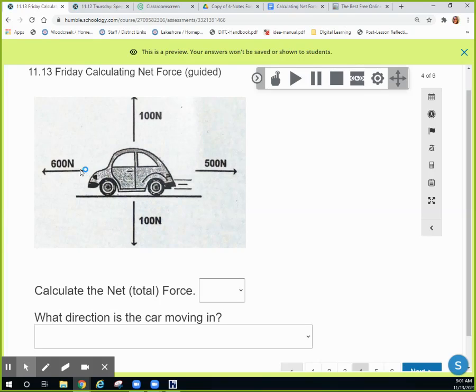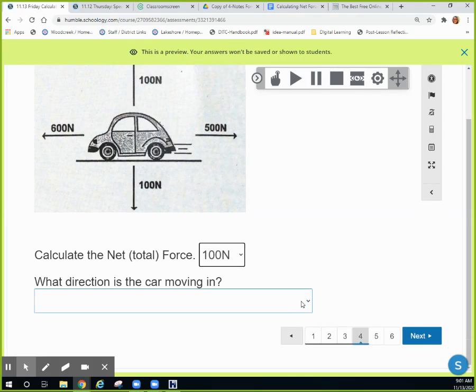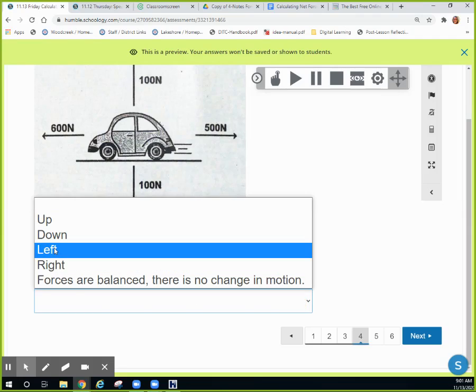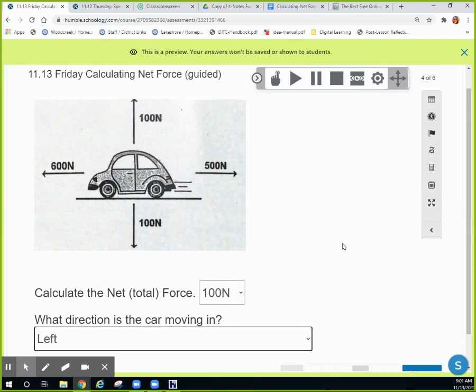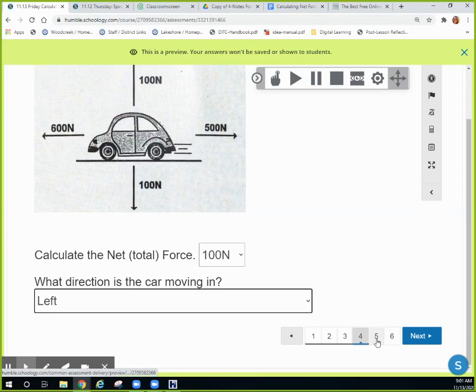But my force to the left is 600 newtons, and my force to the right is 500 newtons. So I need to subtract those. 600 newtons minus 500 newtons gives me a net force of 100 newtons. What direction is the car moving in? Is it moving to the left, to the right? Good. It's moving to the left. Awesome. Okay, we got 2 more examples.